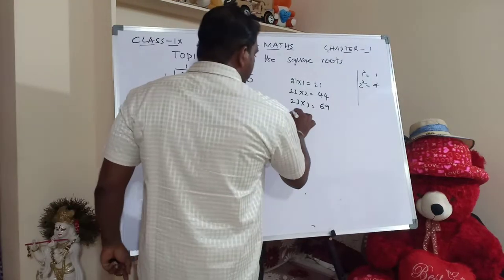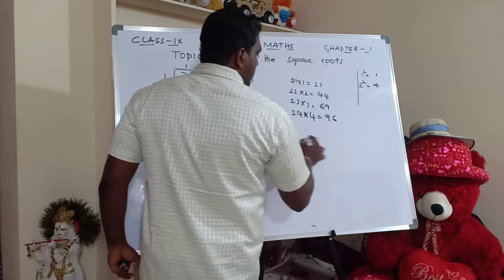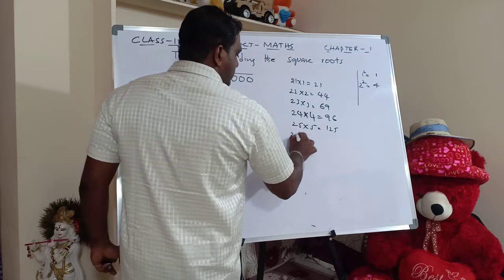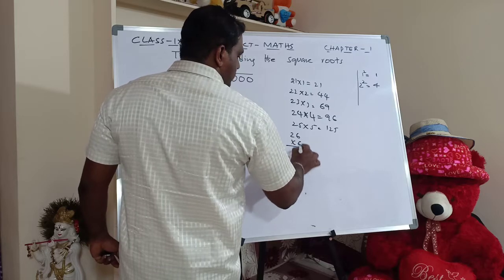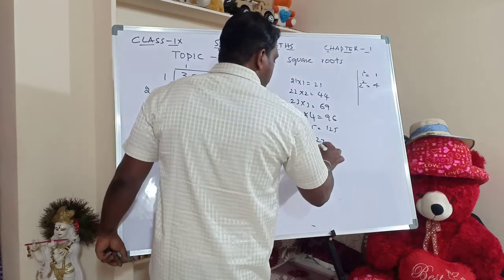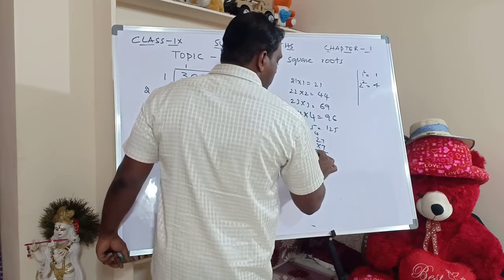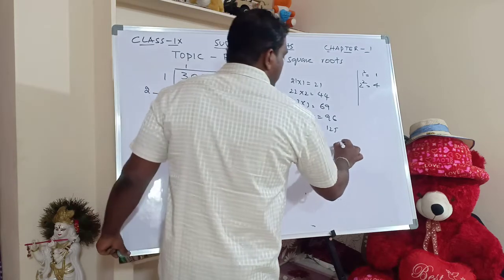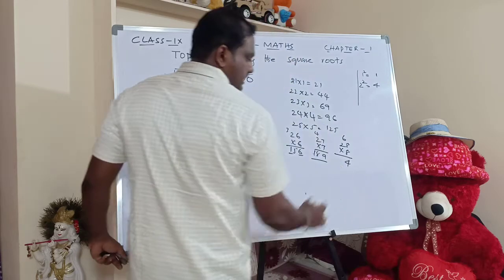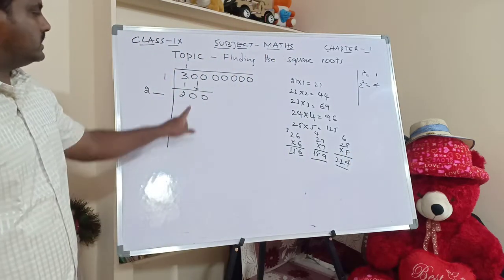Next, 24 fours. How much? 24 fours is 96. And 25 fives, 125. 26 sixes. 6 6s are 36, 6 2s are 12, 13, 14, 15. 27 sevens. 7 sevens are 49, 7 2s are 14 plus 4, 189. 28 eights. 8 eights are 64, 8 2s are 16 plus 6, 224. So which do I have to take?